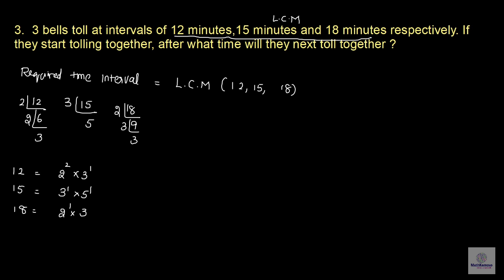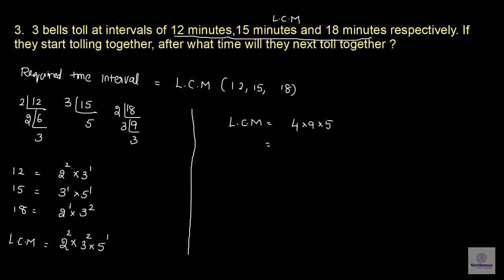So for the LCM we will select all the bases. We will collect all the bases: 2, 3, 5. We have collected all the prime number bases. Now the highest power: 2's highest power is 2 square and 2 power 1, so the highest is 2. 3's highest power is again 2. 5's highest power is 1. So LCM is 2 square 4, 3 square 9 and 5 power 1 5. On multiplying we get 180.